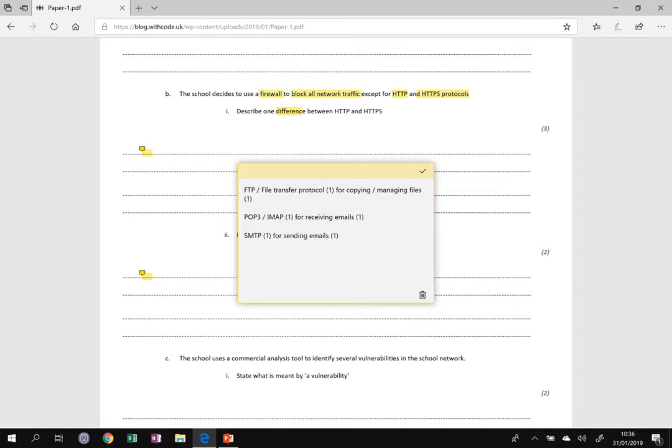So you need to describe one protocol. You could say any of these. You need to state it and then say what it does. So File Transfer Protocol, or FTP, 1 mark, and then say what it does. File Transfer Protocol is used for copying or managing files on a different server. You could have had POP3 or IMAP, 1 mark, and then you describe what that means. Both of these sets of rules for communicating over a network are for receiving emails. And incidentally, you don't get the mark if you just say POP3 is for email. You need to know that POP3 or IMAP is for receiving emails. And then SMTP is for sending emails. So 1 mark for stating the protocol, 1 mark for saying what it means.